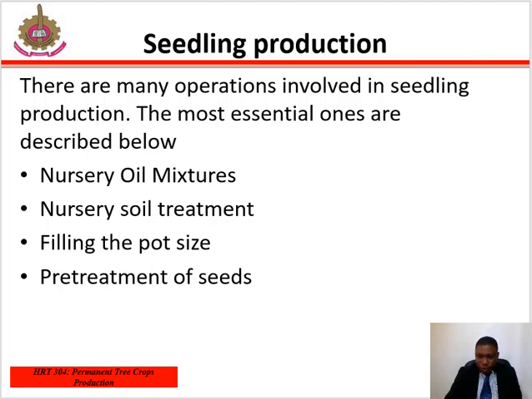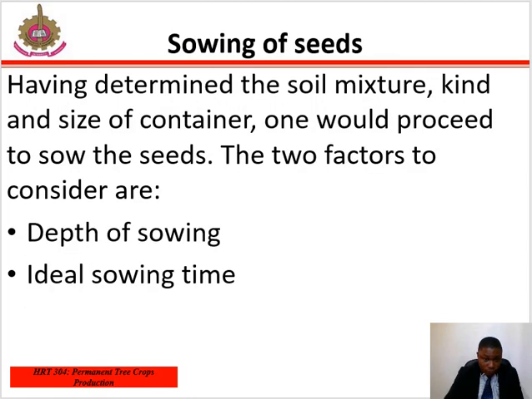Now let's talk finally on the pre-treatment of seeds. Some tree and shrub seeds are ready for sowing as soon as they are collected. Others pass through a dormant stage, during which time the embryo completes its development. Often, a pretreatment is used to hasten germination or to obtain more even germination.